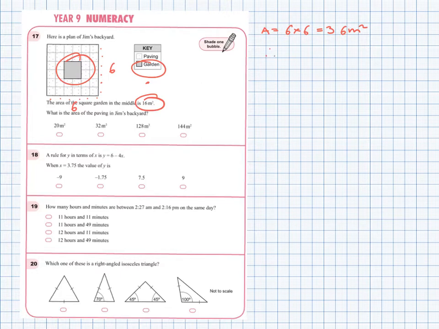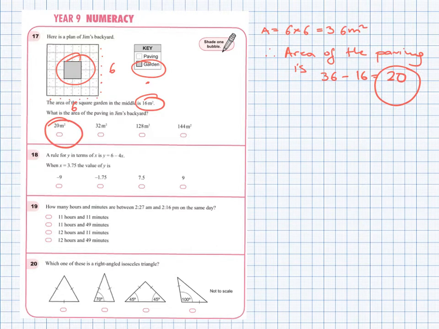So therefore the area of the paving is equal to all of this, which we said is 36. So 36, take away the garden in the middle, which is 16. Take away 16, and it's gonna give you 20. So is that the area? Yeah, that's correct, so it's equal to 20. So you're looking here, and then you pick the one where it says 20.